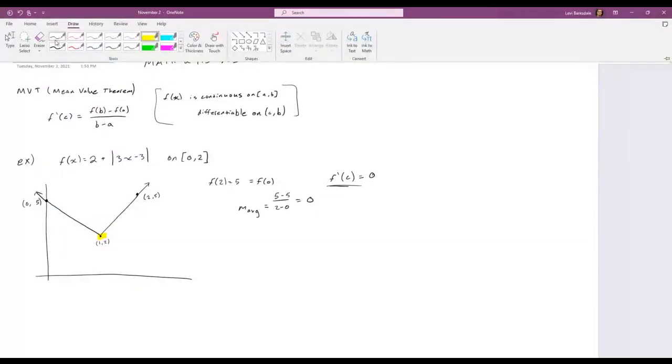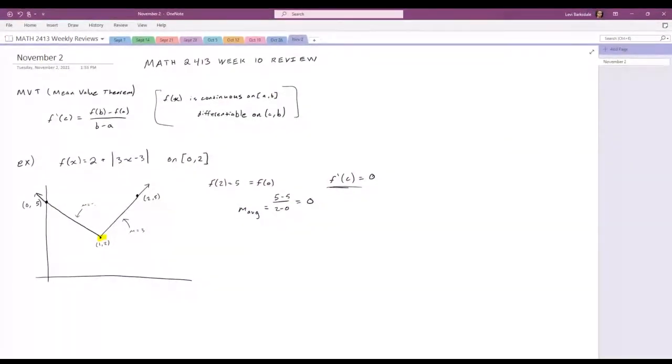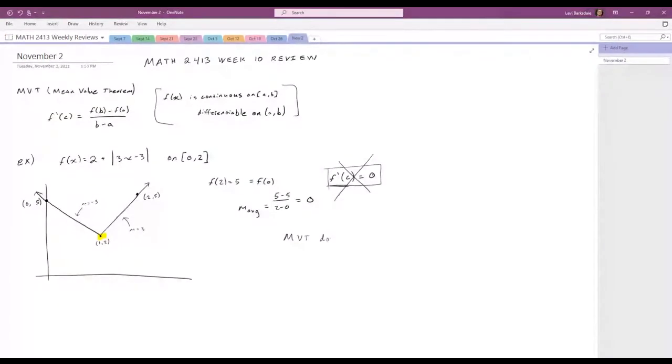In fact, we can just kind of intuitively see that here our slope is 3, and here our slope is negative 3, and there's no point where our slope is equal to 0. So the mean value theorem does not apply, precisely because our function is not differentiable at this sharp turn. That's the bottom of our absolute value. Make sense?